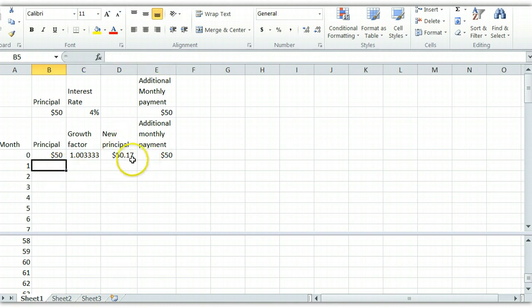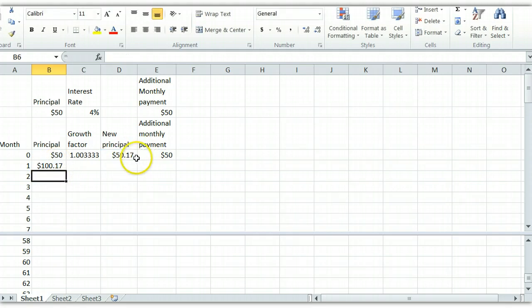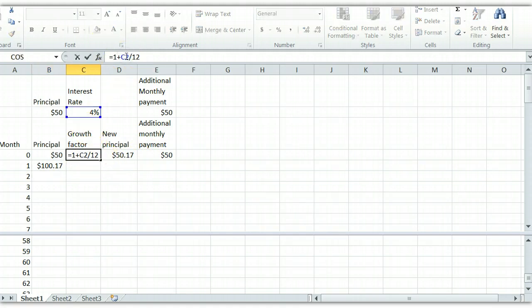So what happens is that my new principal is going to be equal to this amount plus my additional payment for that month. So at the end of 1 month, I'm going to be having my new interest, and then they're going to be paying me that extra $50 that comes from here. Okay, and then this growth factor, I want this to be the same too, so I should put a $ sign in this. So when I fill down that, I still have 4% all of the time.